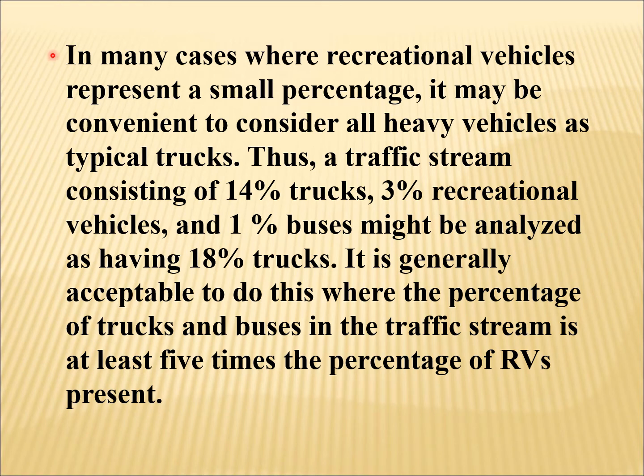In many cases where recreational vehicles represent a small percentage, it may be convenient to consider all heavy vehicles as typical trucks. Thus, a traffic stream consisting of 14% trucks, 3% recreational vehicles, and 1% buses might be analyzed as 18% truck. It is generally acceptable to do this where the percentage of trucks and buses in the traffic stream is at least 5 times the percentage of recreational vehicles present.